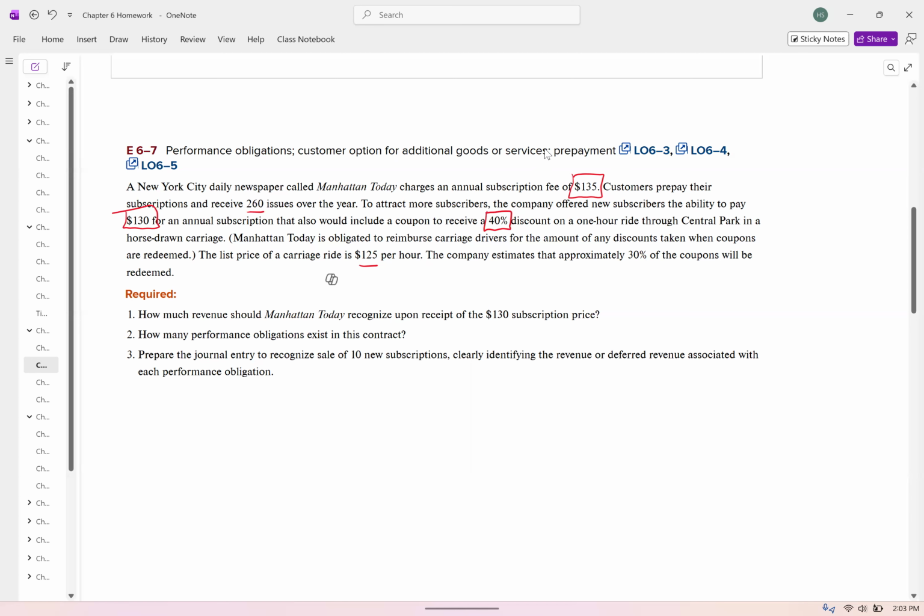So we want to come up with a standalone price for that coupon. Okay. So $125, that's how much an hour ride costs. We're going to multiply that times 40% and we will get 50. So they're getting a $50 discount. Only 30% are going to use this. So then we're going to multiply that 50 by 30% and we should get 15. So 15 is our standalone price for the discount on the carriage ride.